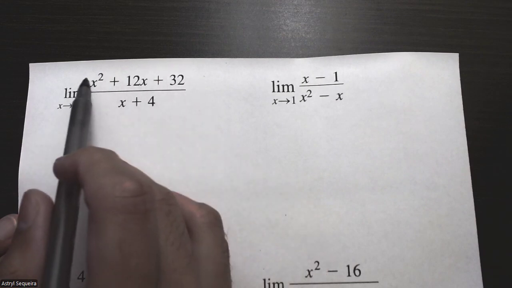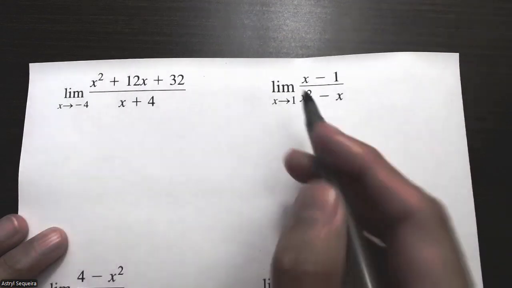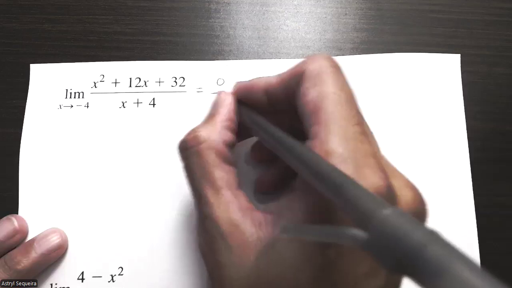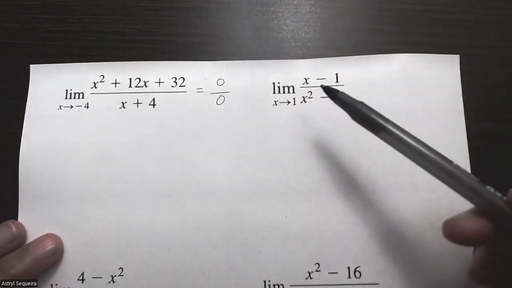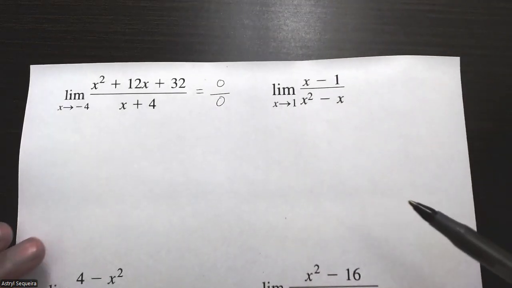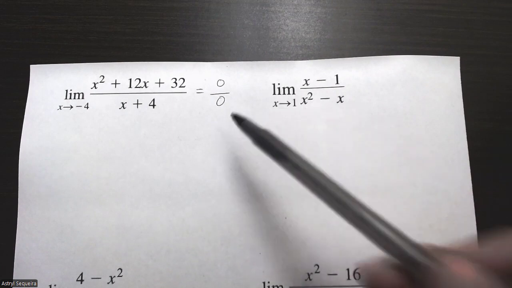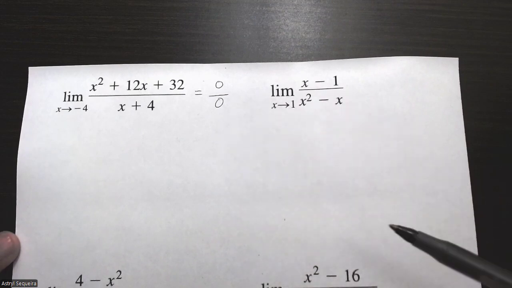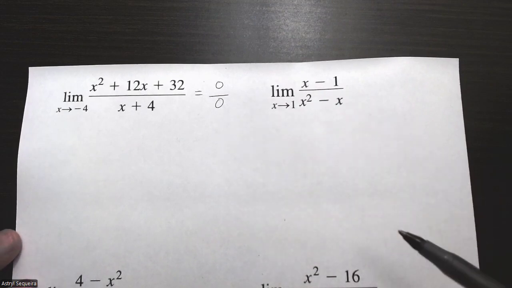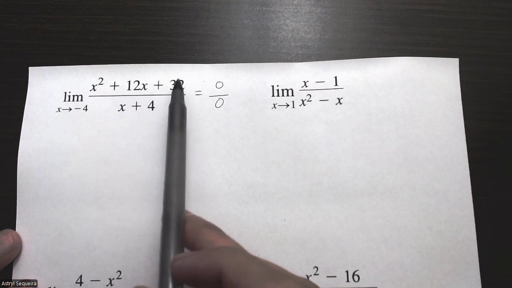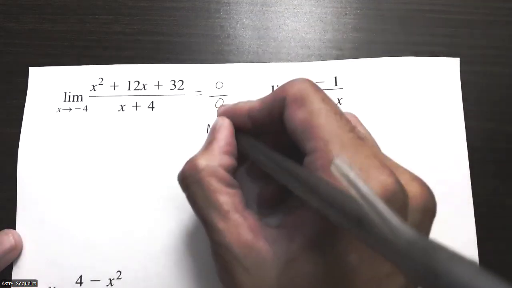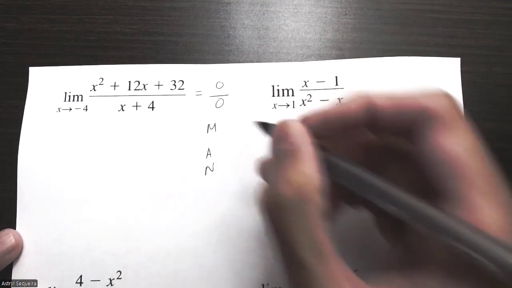So if I sub in a negative 4 in the top, I will get 0. And in the bottom, I will also get 0. And 0 divided by 0 is an indeterminate form, which means you can't use it to find the limit. If you ever get 0 over 0, you have to try and simplify the equation more. Now, what I notice is the top is a simple trinomial. I can factor that with my MAN method.